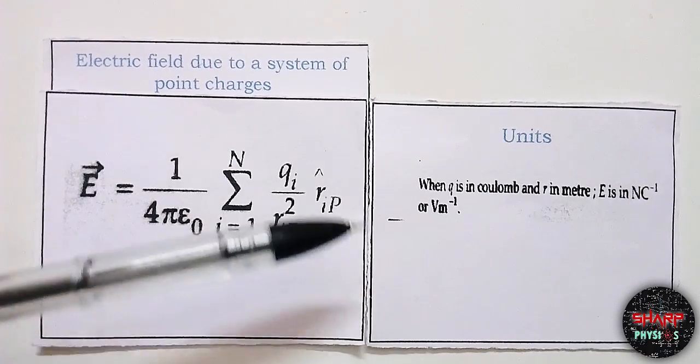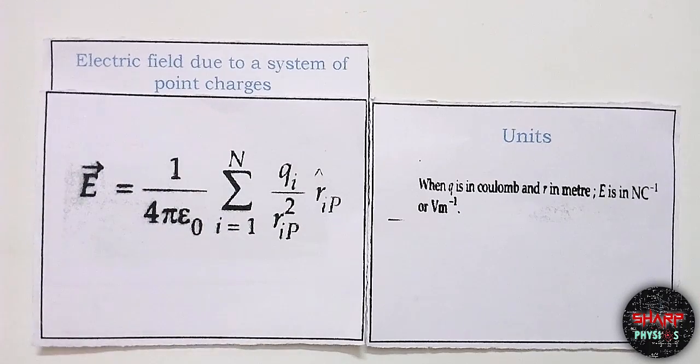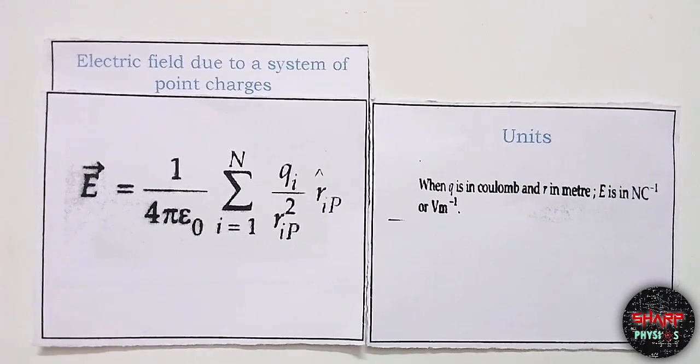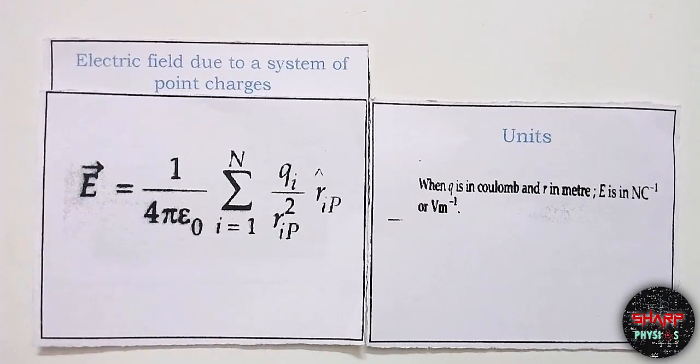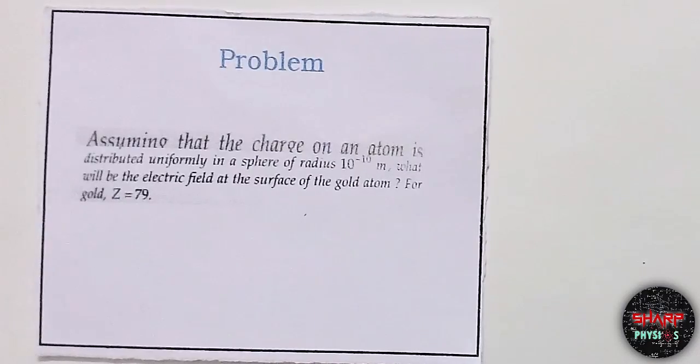So with this you can calculate the electric field at a particular point, how much electric field strength is acting on it. So we use the unit newtons per coulomb. So based on this, let's see a small problem related to this.